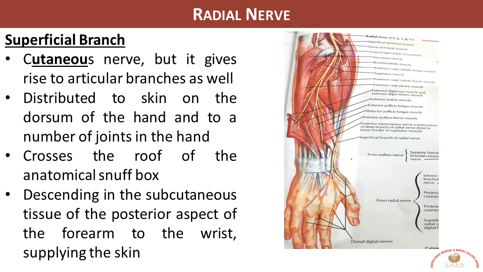Here you can see that this is the posterior aspect of the deep branch, and the one which is coming on the front side is the superficial terminal branch. I told you in the previous slide that the superficial branch of the radial nerve comes downwards and supplies the skin on the dorsum of the hand. It crosses the roof of the anatomical snuff box and descends in the subcutaneous tissue of the posterior aspect of the forearm to the wrist, also supplying the skin. So this was the cutaneous nerve supply of the superficial branch of the radial nerve.